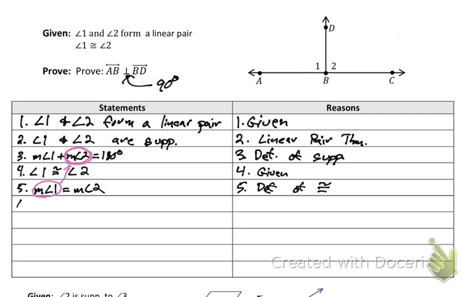So I'm going to go ahead and use substitution and say, well, that means measure of angle 1 plus measure of angle 1 equals 180 degrees. Now, what I want to notice is that trick right there, I got rid of angle 2. I'm now just talking about angle 1. And all I used was substitution.